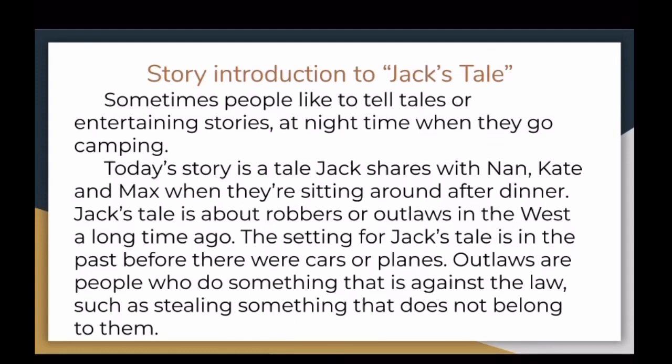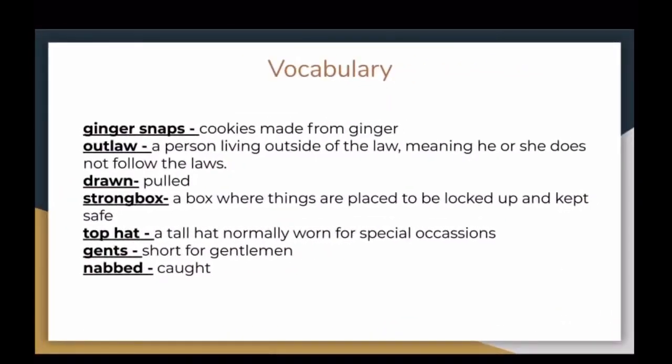Sometimes people like to tell tales or entertaining stories at night time when they go camping. Today's story is a tale Jack shares with Nan, Kate, and Max when they're sitting around after dinner. Jack's tale is about robbers or outlaws in the West a long time ago. The setting is in the past, before there were cars or planes. Outlaws are people who do something that is against the law, such as stealing something that does not belong to them. Let's review some vocabulary.